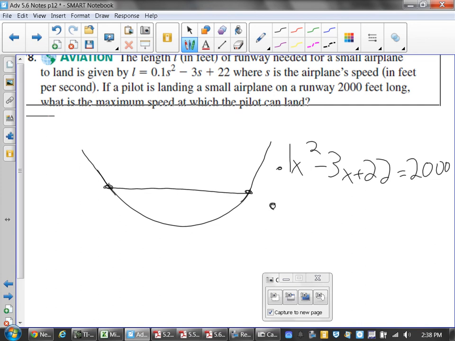You wind up with 0.1x squared minus 3x minus 1978, and you set that equal to 0. You're going to have two zeros, just like we had before, a positive zero and a negative zero. Are you going negative speed? No. No! That would be impressive. Unless you're doing 88 in a DeLorean.